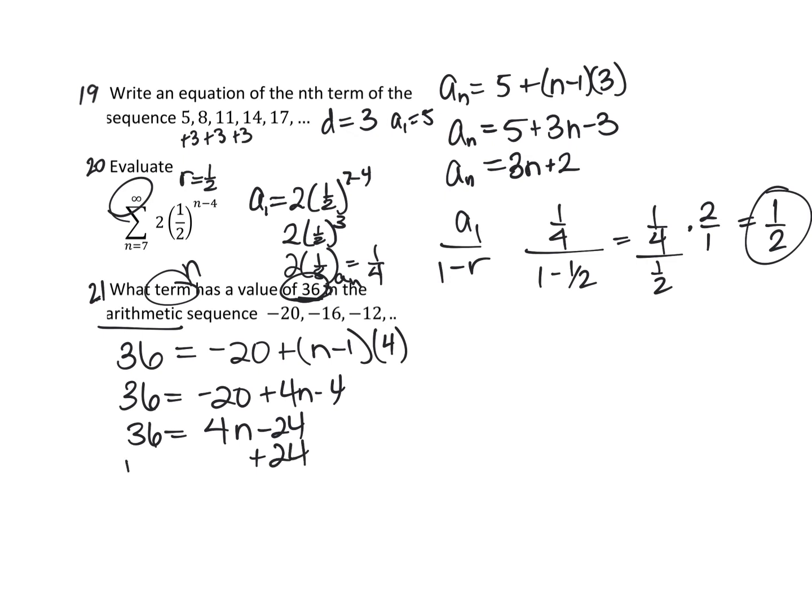Add 24. So we get 60 equals 4n. And n equals 15. So the 15th term has a value of 36.